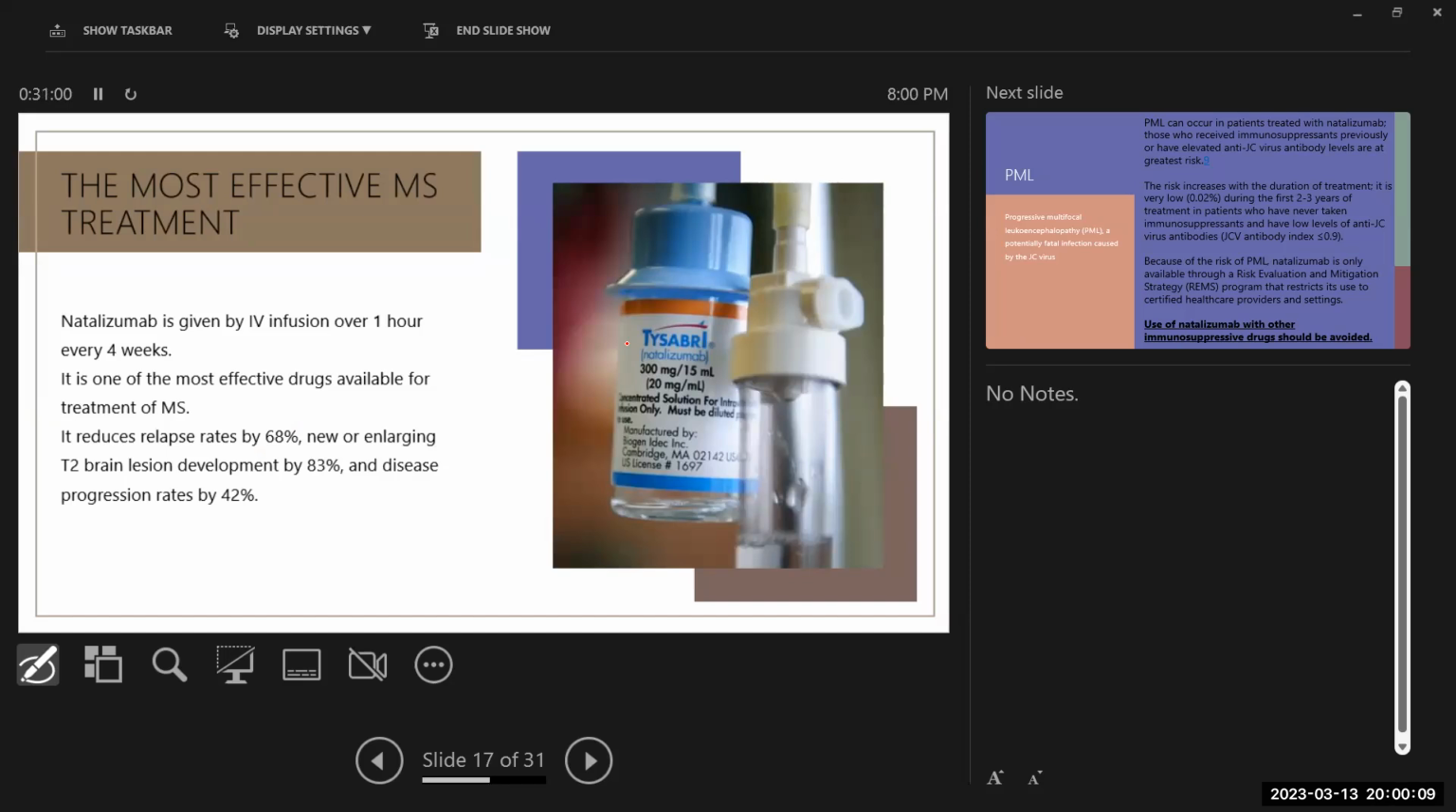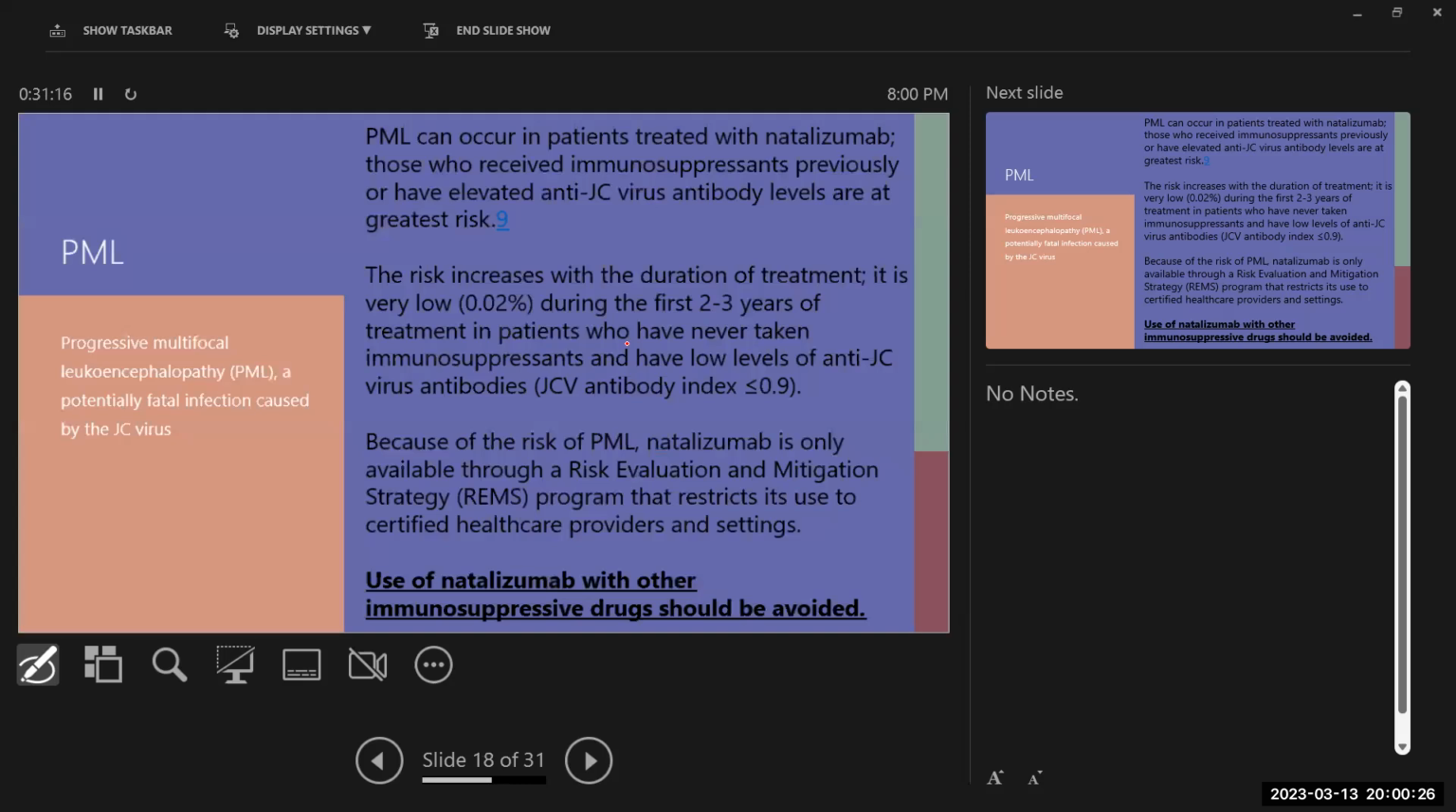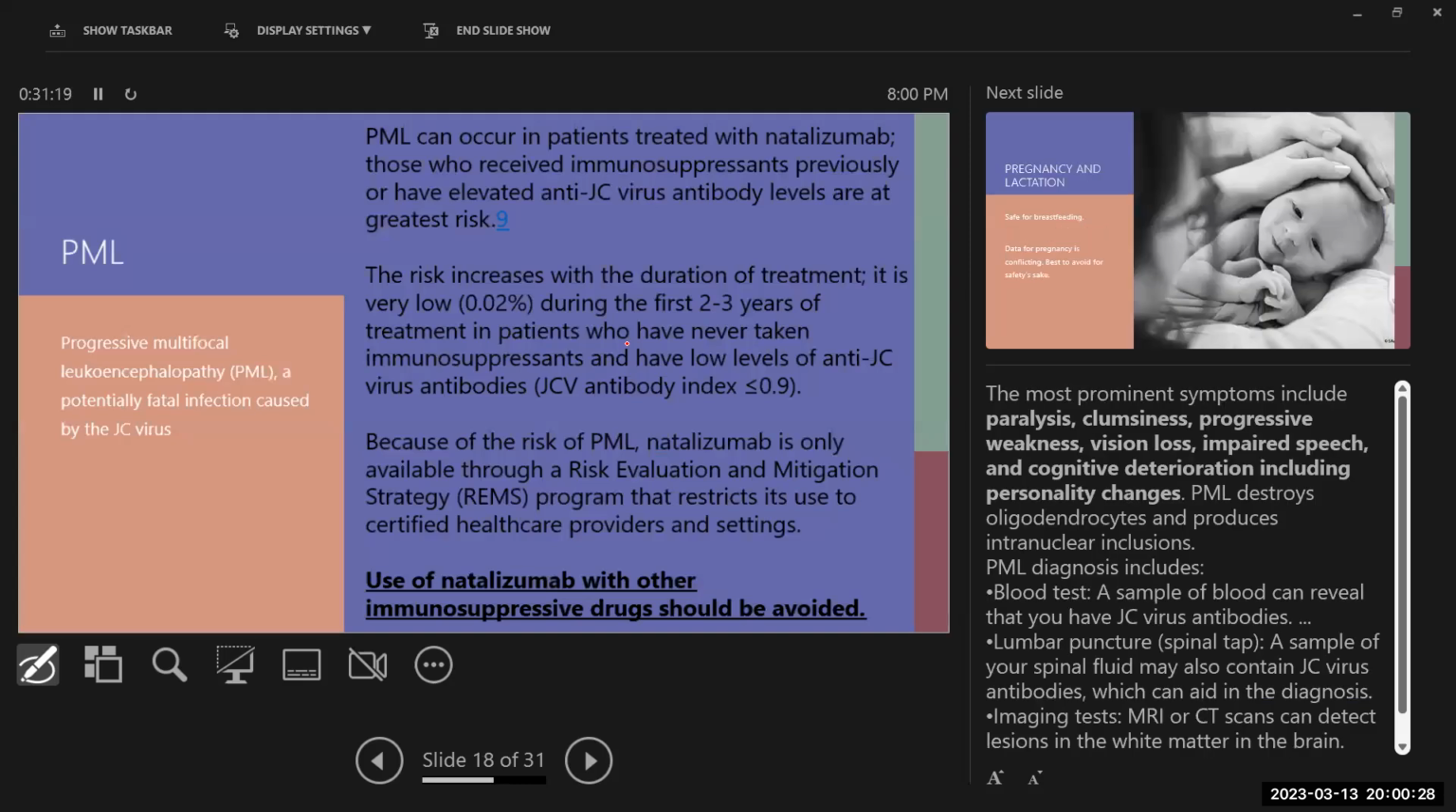Very effective, 80% reduction in enlarging brain lesions. 40% decrease in progression rate, reduces relapse rates by 70%. The big problem with this drug is this. You have the risk of this phenomenon called progressive multifocal leukoencephalopathy, PML.